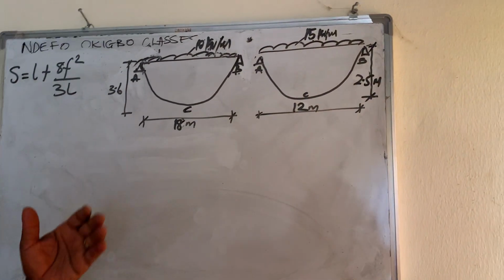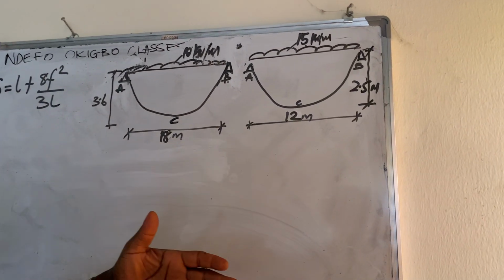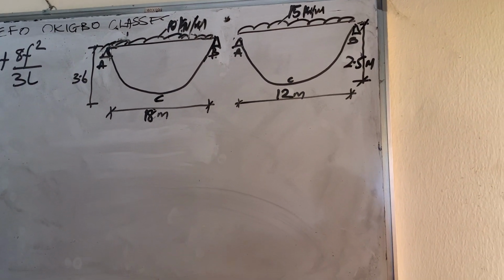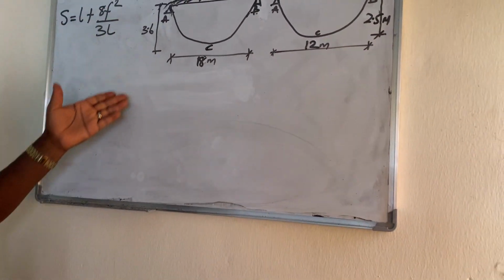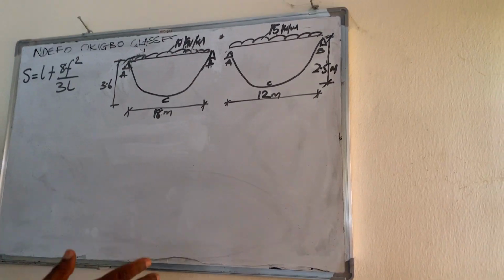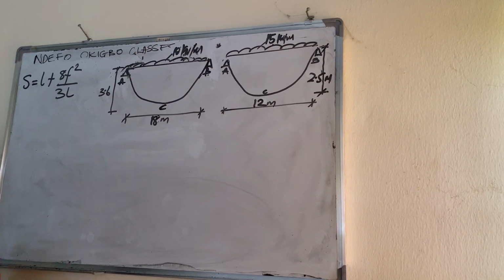So we're continuing with cables. We have been dealing with cables that have pointed loads first. We were able to calculate the maximum tension in the cable. We were able to calculate the length of the cable. These are the factors we need to be able to design a cable.